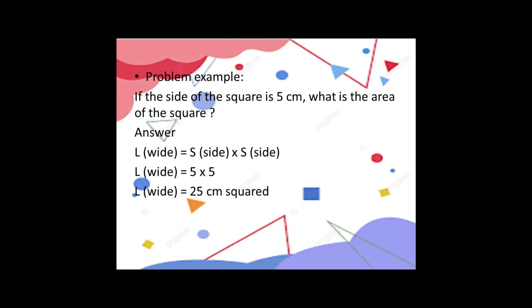Problem example: if the side of a square is 5 cm, what is the area of the square? Answer: area equals side multiplied by side. Area equals 5 multiplied by 5. Area equals 25 cm squared.